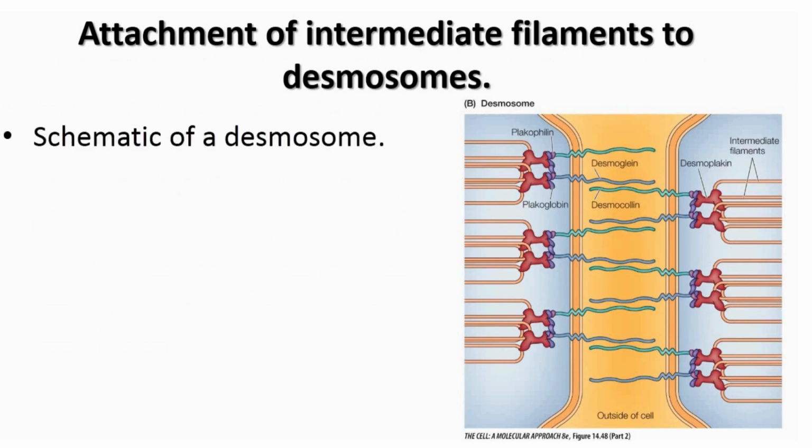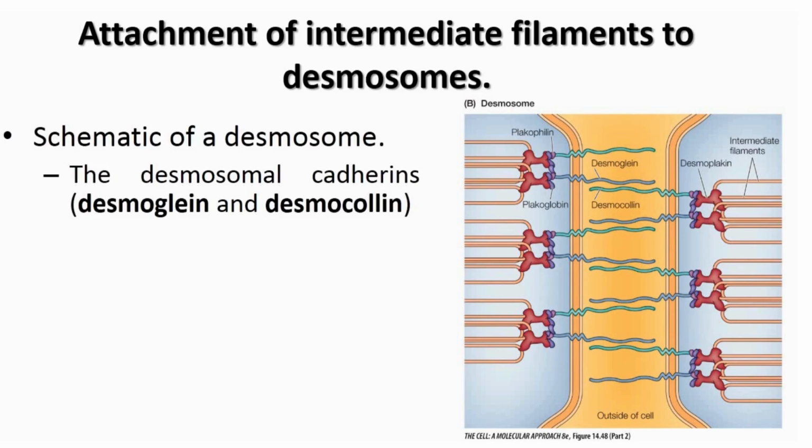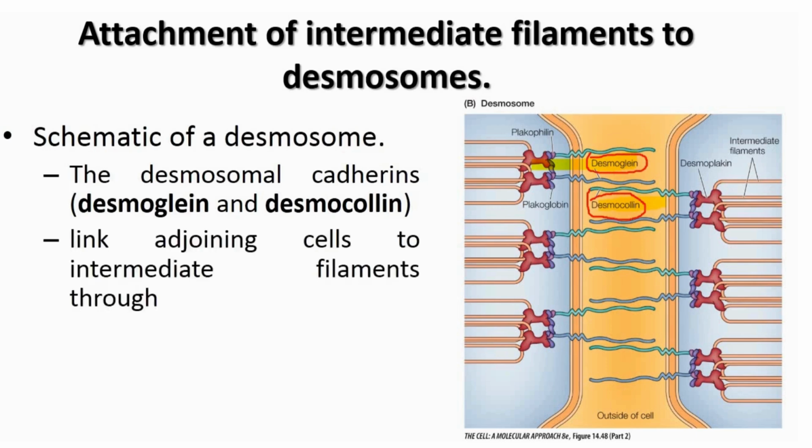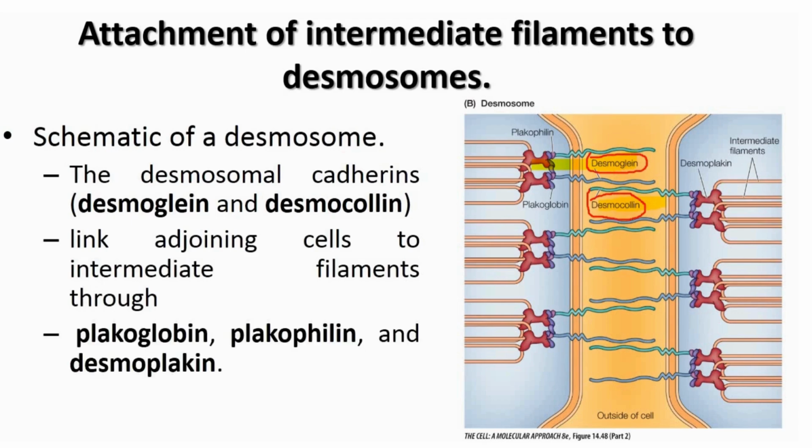This is the schematic representation of desmosomes, where the desmosomal cadherins, that is desmoglein and desmocollin, are highlighted. So the desmosomal cadherins such as desmoglein and desmocollin link the adjoining cells to the intermediate filaments. How do they link? Through plakoglobin, plakophilin and desmoplakin.